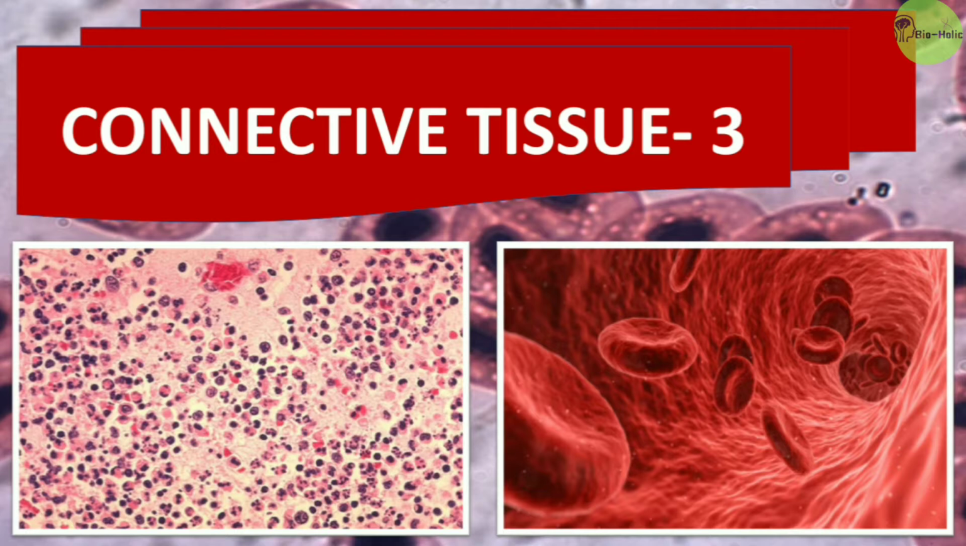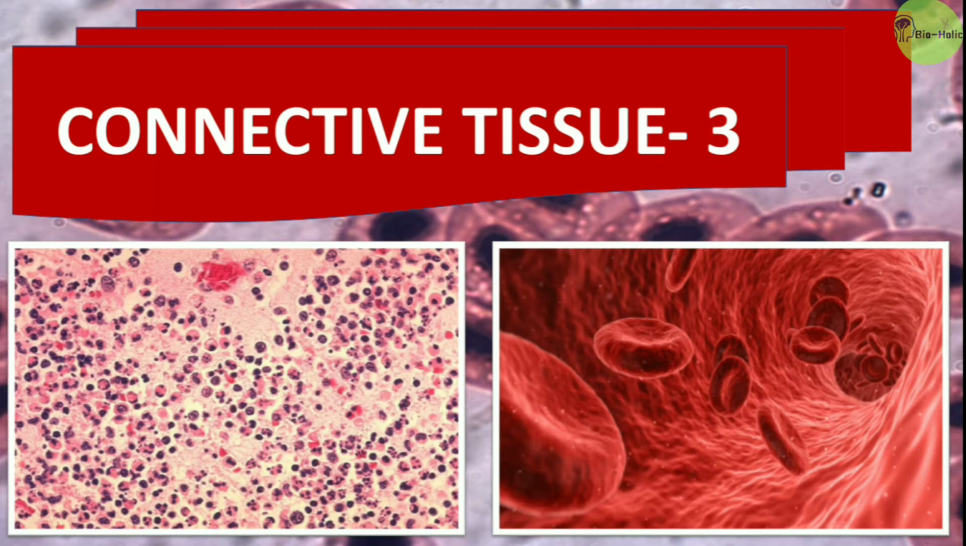Today I will discuss the last part of our connective tissue, that is the fluid type of connective tissue. I will give you a brief idea about this fluid connective tissue, that is the blood and the lymph. When our educator discusses human physiology, they will cover it in a broader way. So let's start.